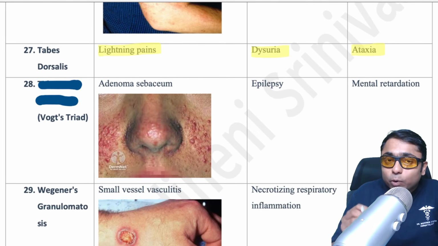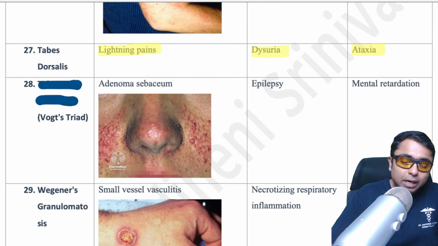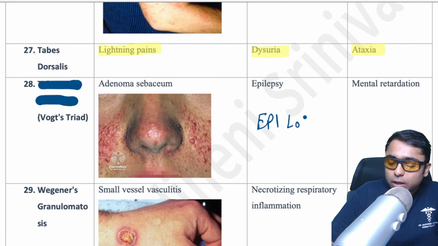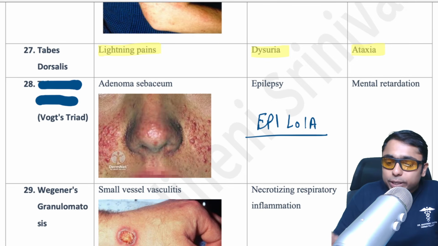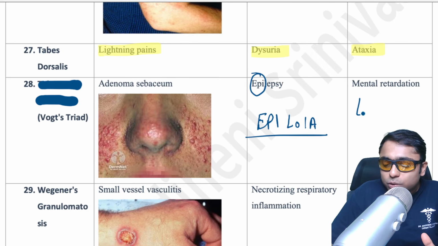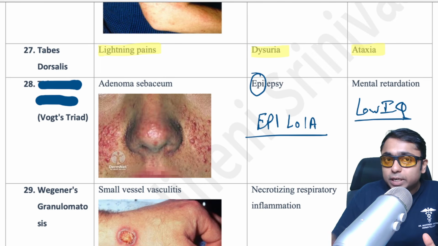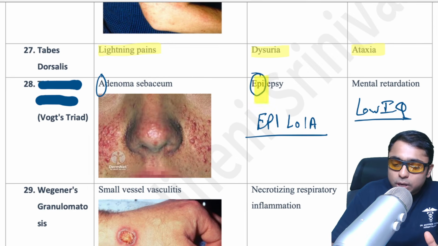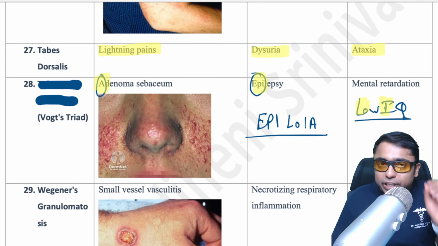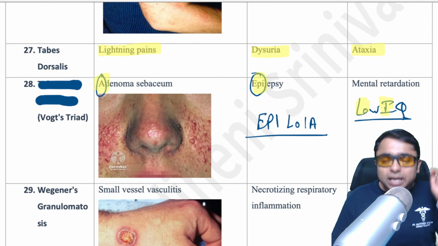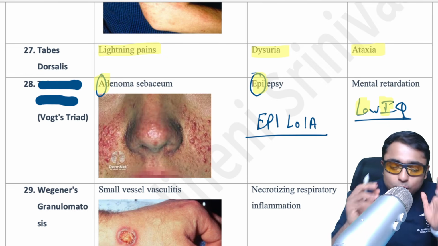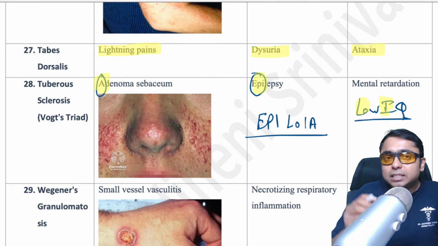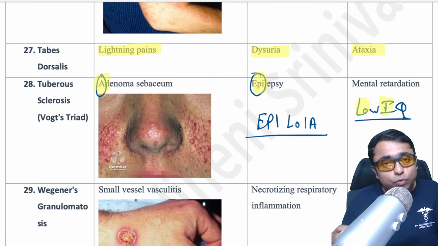So next is an important genodermatosis, in which there is going to be a triad, which we call EPILOIA. Epiloia, in which EPI stands for epilepsy, mental retardation, we can also call it low intelligence quotient, low IQ, and adenoma sebaceum. So epilepsy, epiloia, it is characteristically seen in which genodermatosis? Put your answer in the comment section. If you have thought of the answer as tuberous sclerosis complex, you are absolutely correct. And this triad is called Vogt triad.